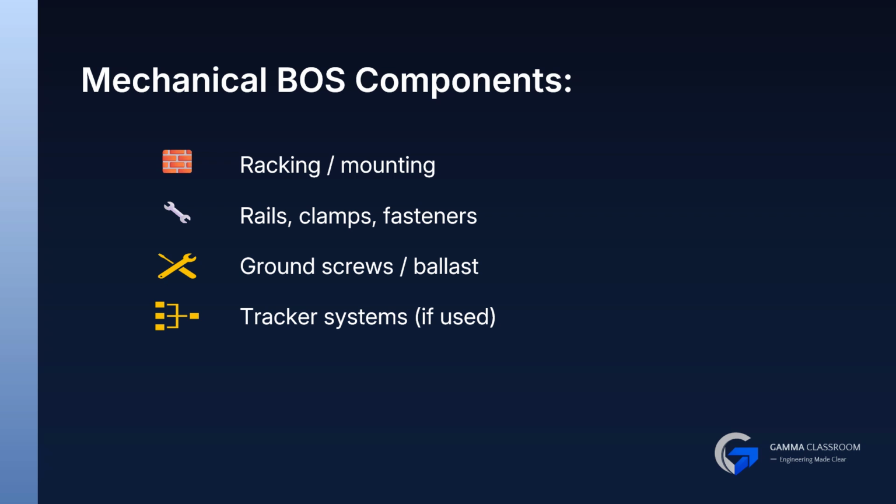Mechanical BOS covers racking, mounting hardware, rails, clamps, fasteners, and foundations, such as piles or ground screws. Tracker systems, if used, significantly increase mechanical BOS cost.